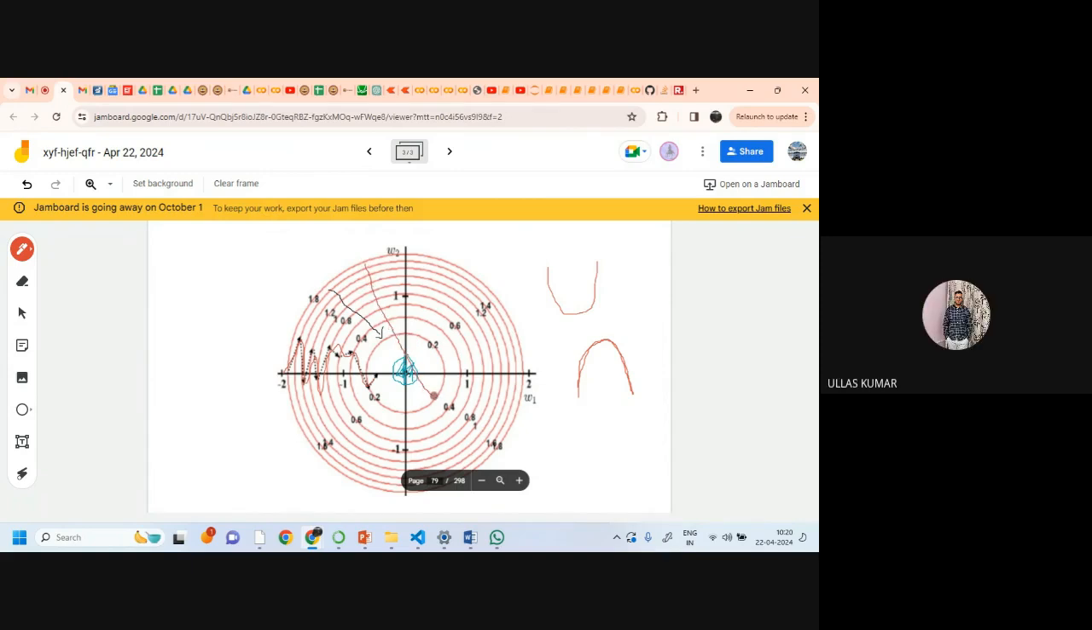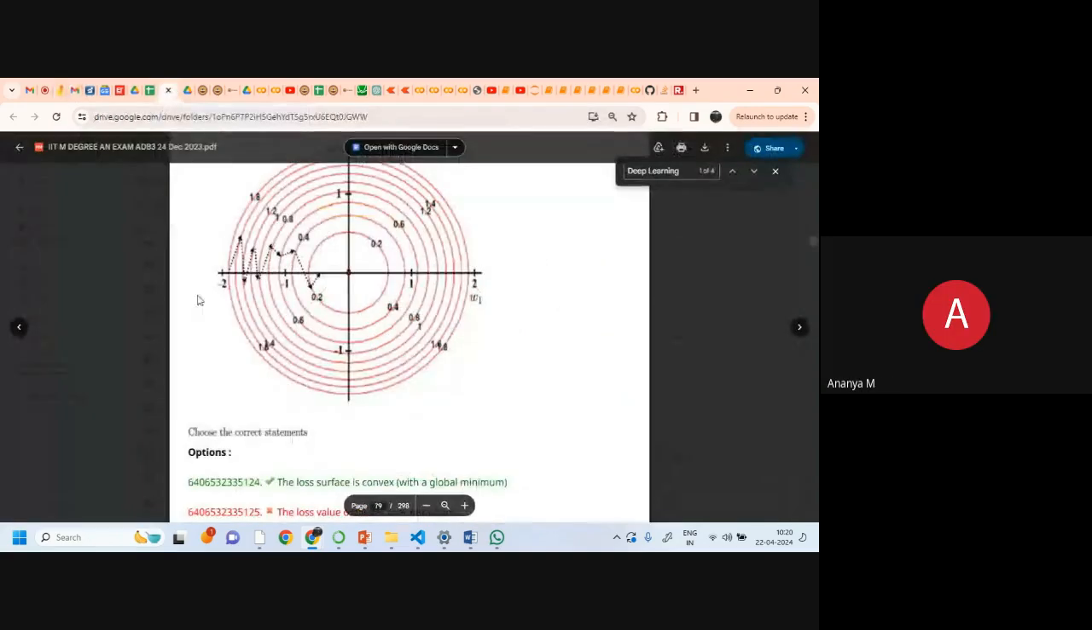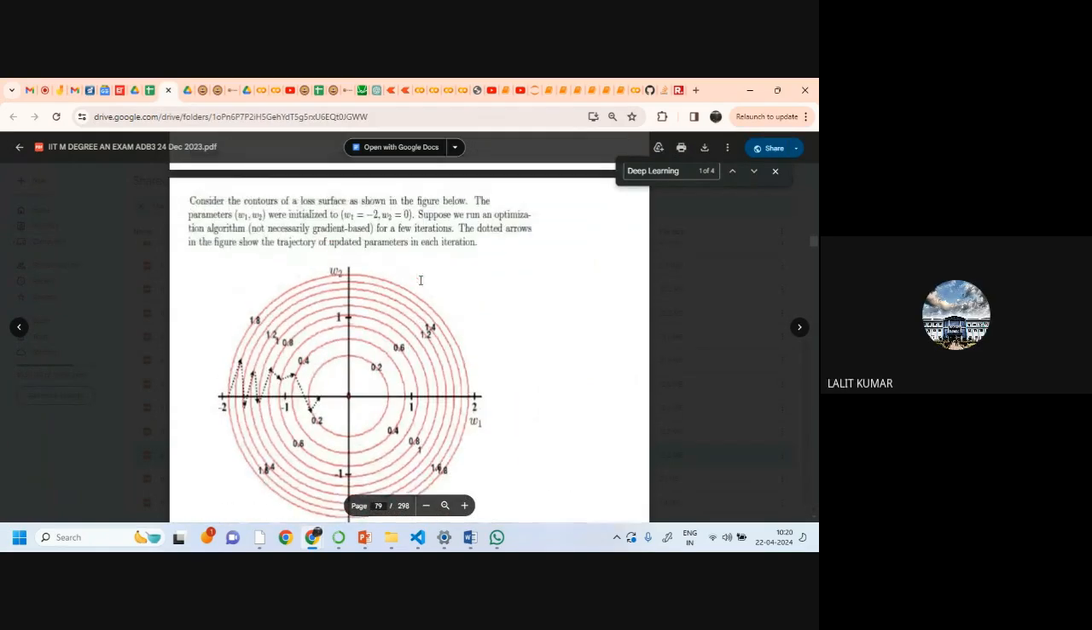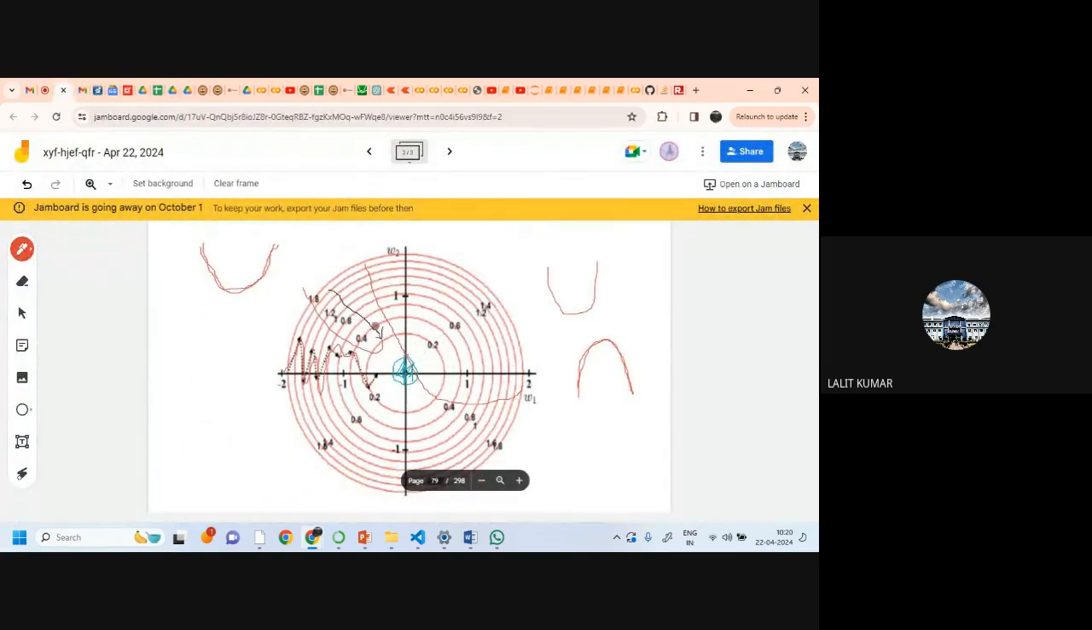You come down, and the loss value is decreasing. And again here it has started increasing. So you came down, and then we climbed up the hill. That's why it is convex. Okay, understood. Makes sense. So this is clear. The concept in this question is that you have to understand the contours, and these values help us in understanding the contours.